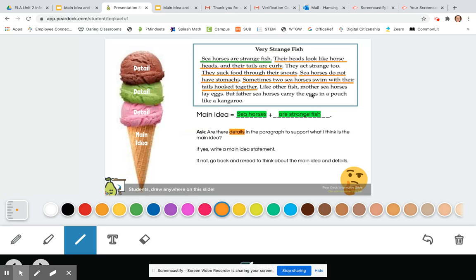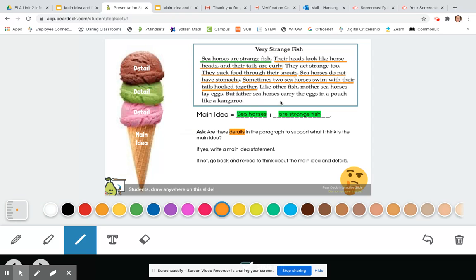Like other fish, mother seahorses lay eggs. If the author says like other fish, then that's not really an example of how seahorses are strange. It's actually an example of how they're normal, or like other fish. So this is not a good sentence to underline as a supporting detail for this main idea.